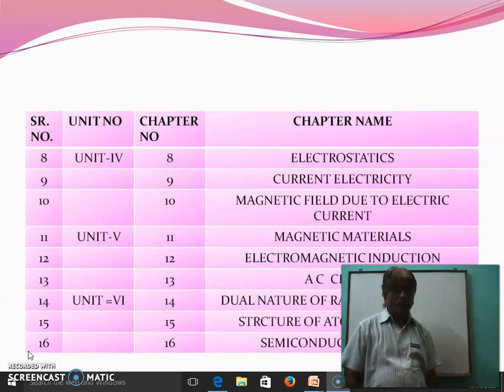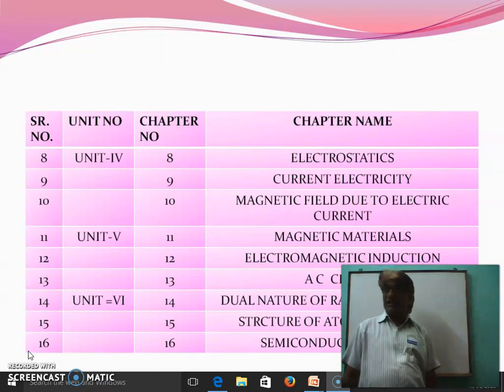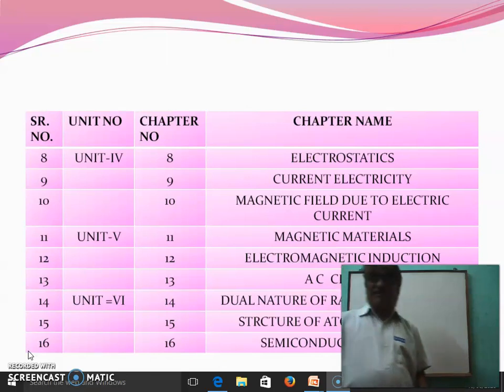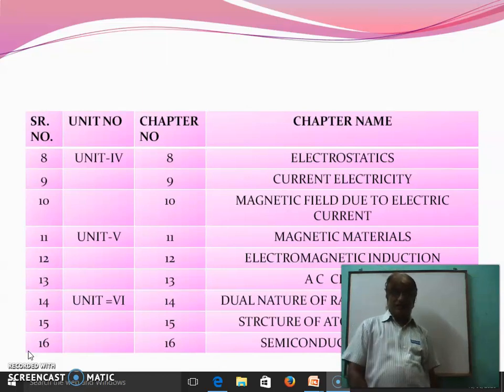Then Unit 6, the last unit, consists of 3 chapters. Chapter number 14, dual nature of radiation and matter. Dual nature means light is in the form of a particle and light is in the form of a wave, so it has dual nature. In this chapter we can see the particle nature of light.